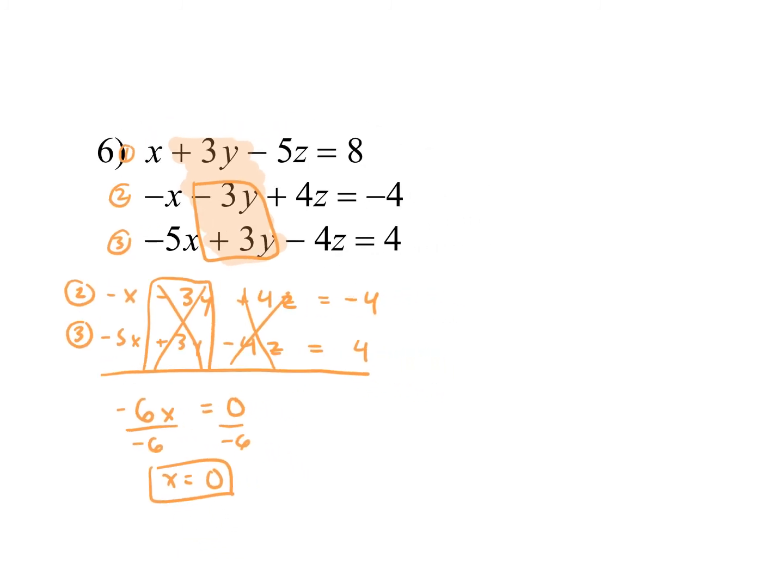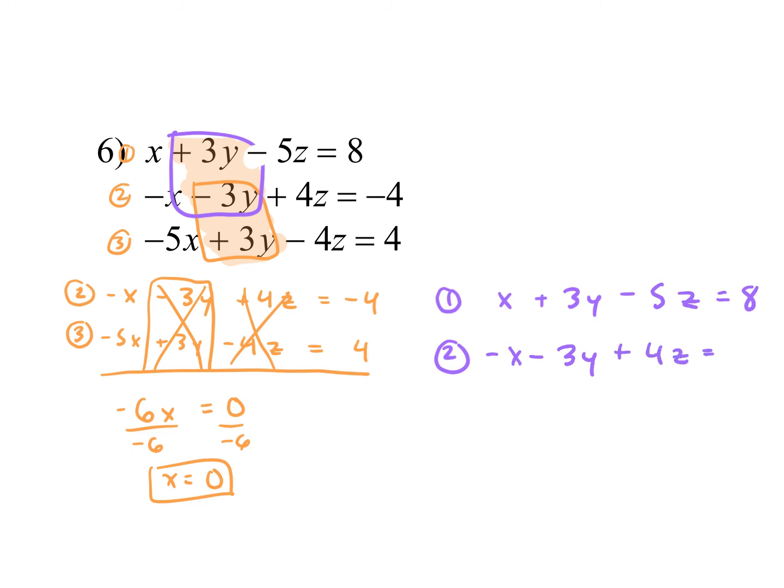Now I have to do the same thing, but just pick 2 different equations. Yeah, 1 and 2 works because the y's will cancel. So perfect. So I'm going to pick 1 and 2. So I have x plus 3y. This should be minus 5, right? Yeah. Minus 5z is equal to 8. And then 2 is negative x minus 3y plus 4z is equal to negative 4.